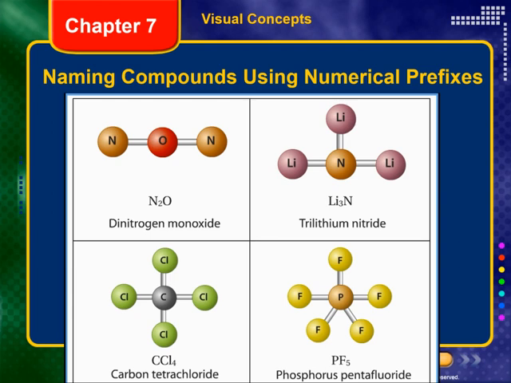So for this first example, we have dinitrogen monoxide. We have 2 nitrogens, so dinitrogen. We have 1 oxide, monoxide. Nice and simple. Trilithium nitride. When we have this 1 single nitrogen surrounded by 3 lithium, we have to say trilithium. When we have carbon tetrachloride, 1, 2, 3, 4, we can't rely on charges to balance this. We have to tell you that there are 4 chlorides.